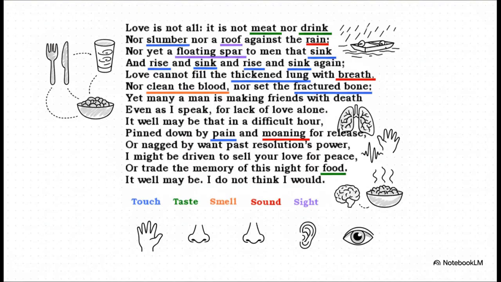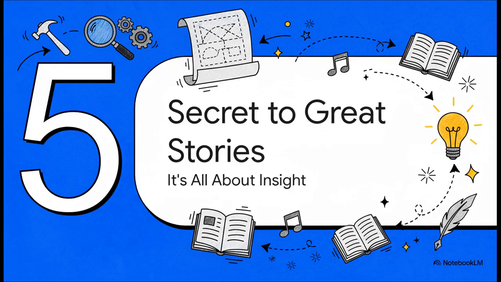This poem here is such a powerful example of imagery in action. Just notice the highlighted words. Thickened lung. It makes you feel the struggle to breathe. Moaning is a sound. Meat nor drink evokes taste. The writer isn't just telling us about love. They're making us feel its absence through our senses. It's so effective.